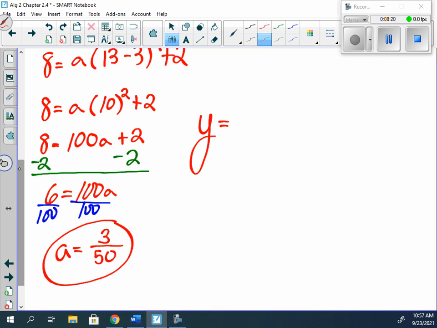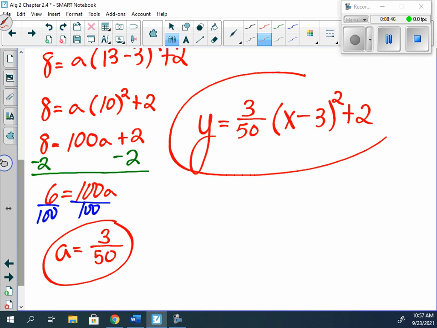Any questions on how we got the value of a? So the equation that we started with to find a was y equals, well, a times (x minus h) squared plus k. Well, we know what a is now. It's 3 over 50 parentheses x, what, minus, squared plus. Do I have the equation of the parabola? So that's it. That's all we have to do for this here.